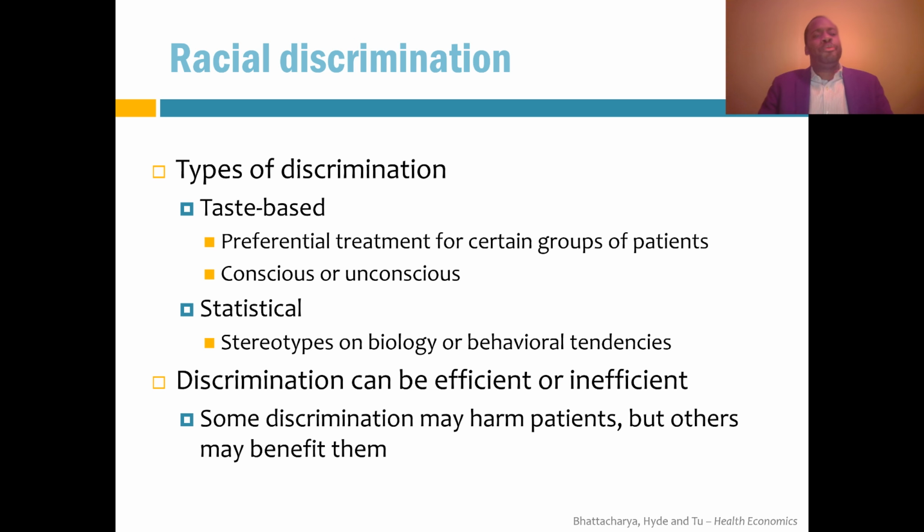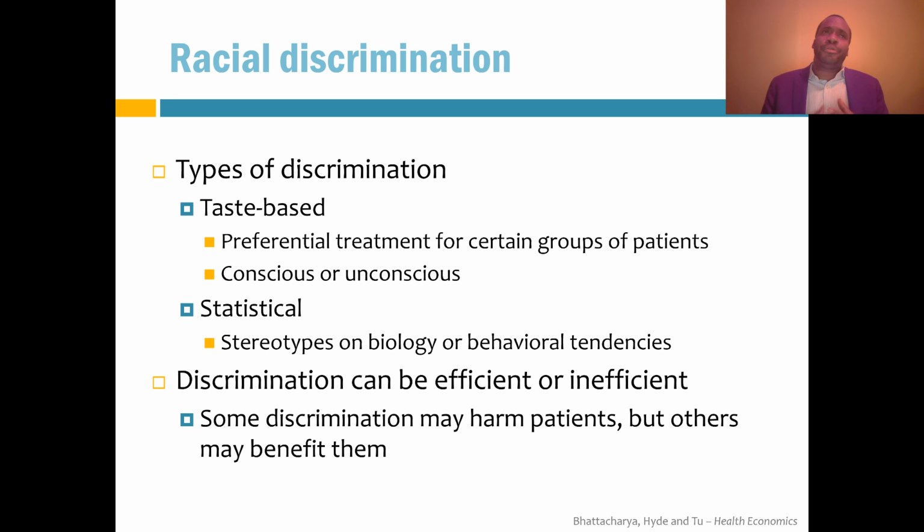Racial discrimination. Discrimination is an interesting concept here. There's types of discrimination: taste-based discrimination, which is preferential treatment for certain groups, and statistical discrimination, which is based on stereotypes for behavior tendencies. Believe it or not, discrimination can be efficient or inefficient. There's some discrimination that harms patients, but others that benefit them. So what does that mean, right? Here's an example. There was a study, and I'll post it online. I'll remember to post it online. You can read it if you'd like. It's not homework, but if you're interested.